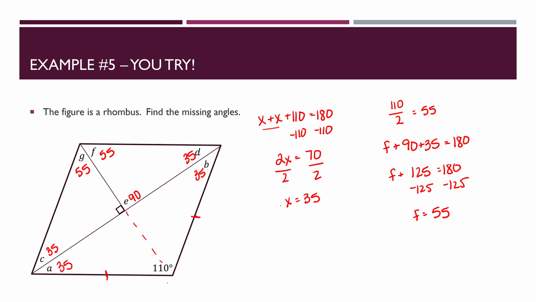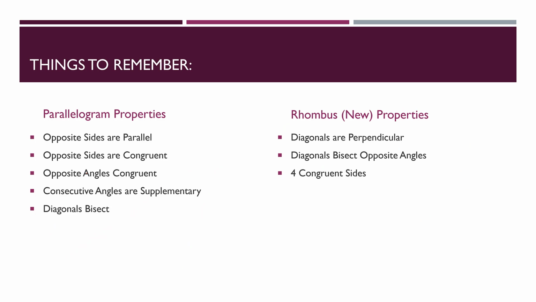Okay, so let's look at a few things to remember. Remember that a rhombus is a parallelogram, so all of our parallelogram properties are still true on a rhombus, and the only new properties about a rhombus we need to remember is that we have perpendicular diagonals. That means that our angle in the middle where those diagonals intersect is 90 degrees. Our diagonals bisect the opposite angles, okay?